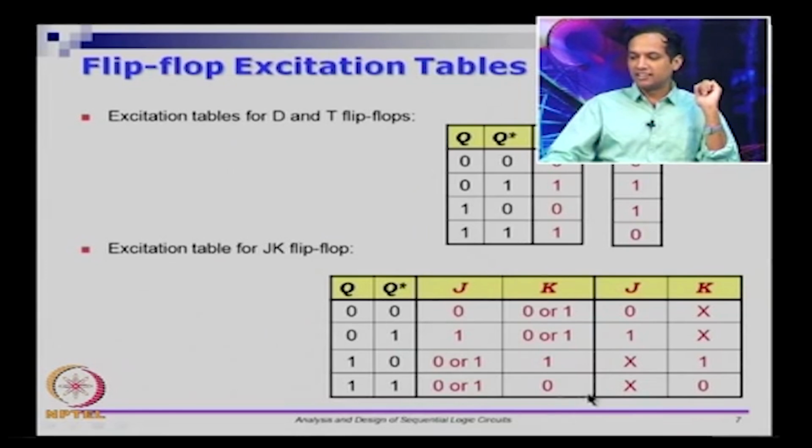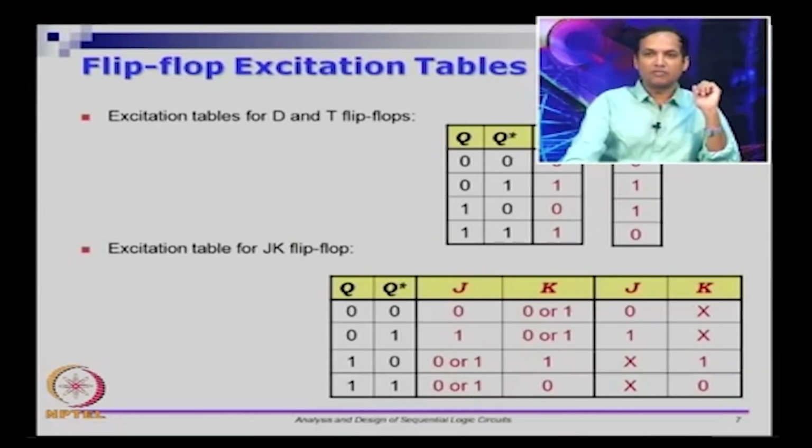You can forget these two columns in the middle, Q, Q star, J, K. The excitation table is this table without the J and K columns in the middle. So that is the excitation table for a JK flip flop.